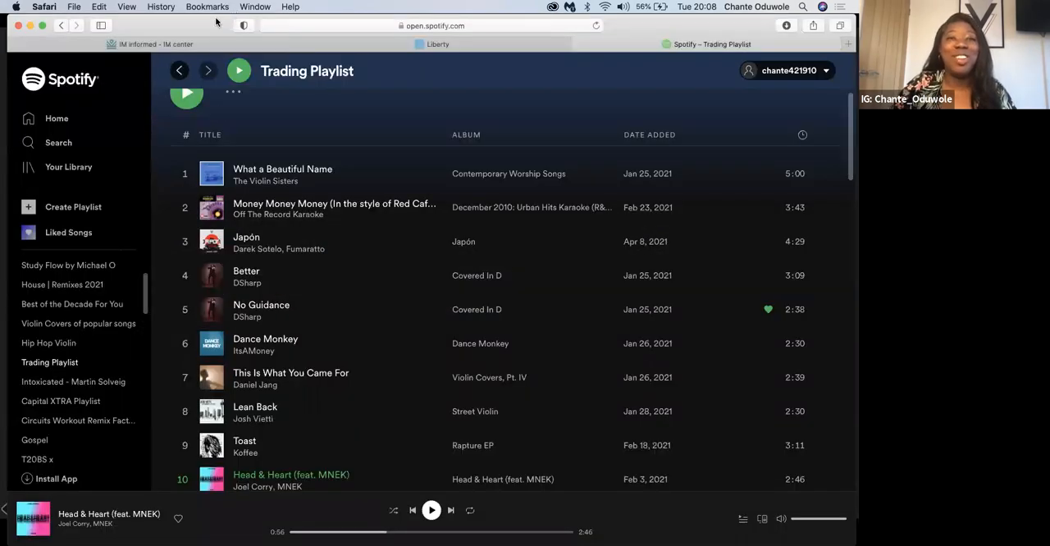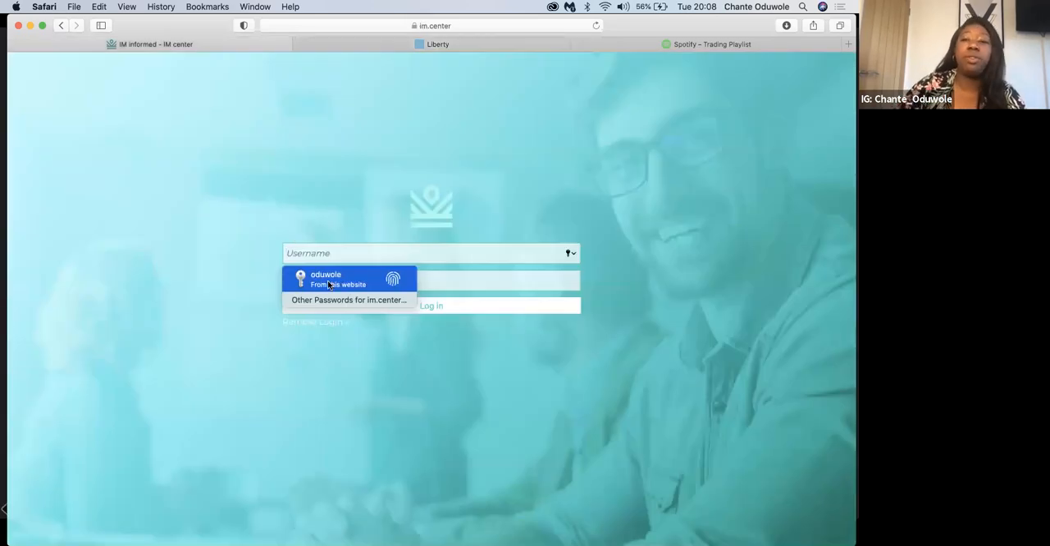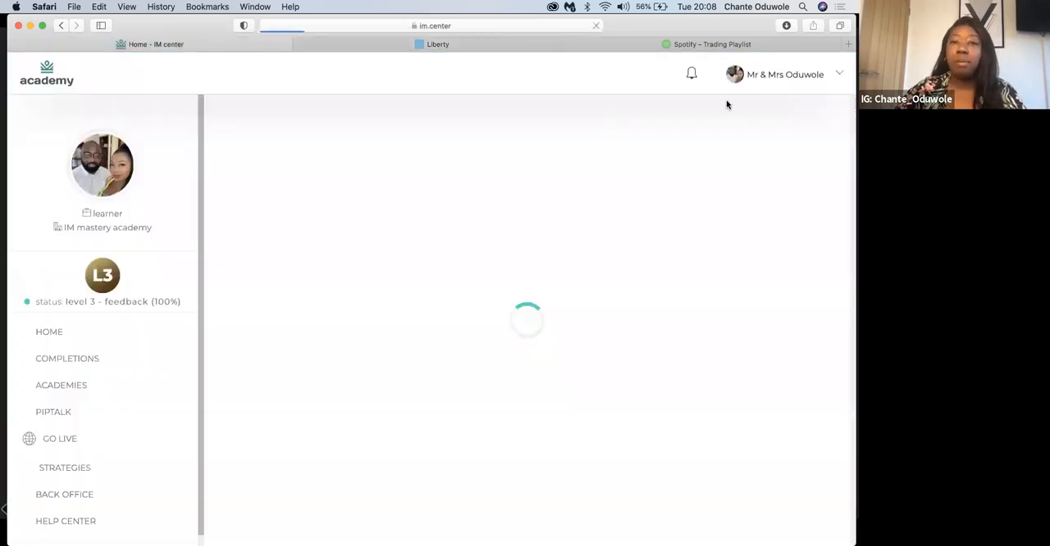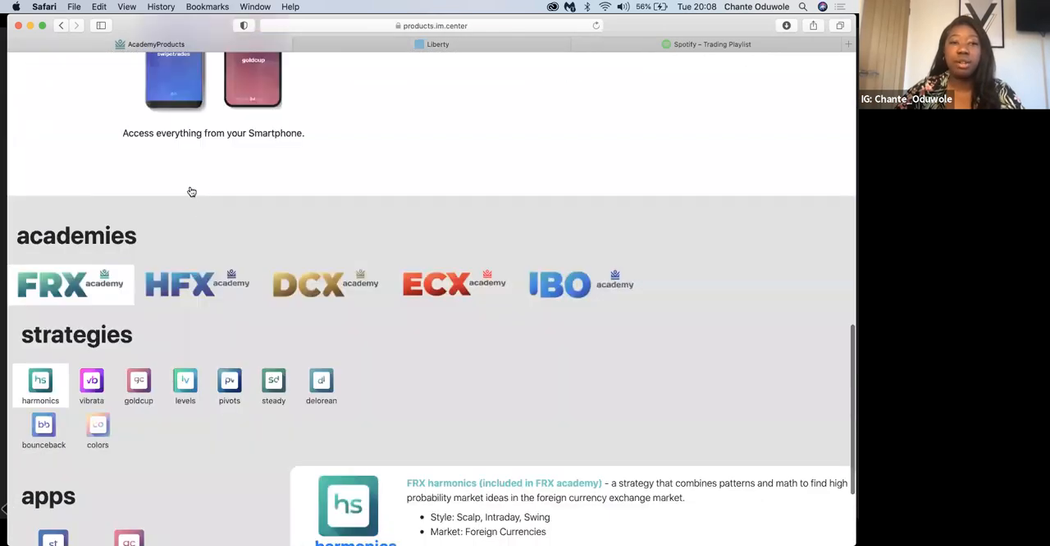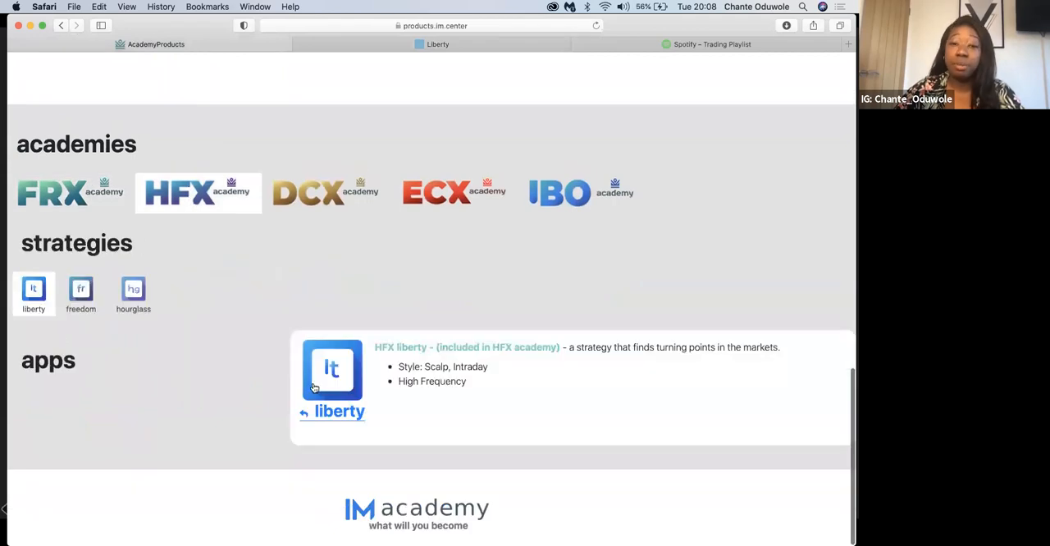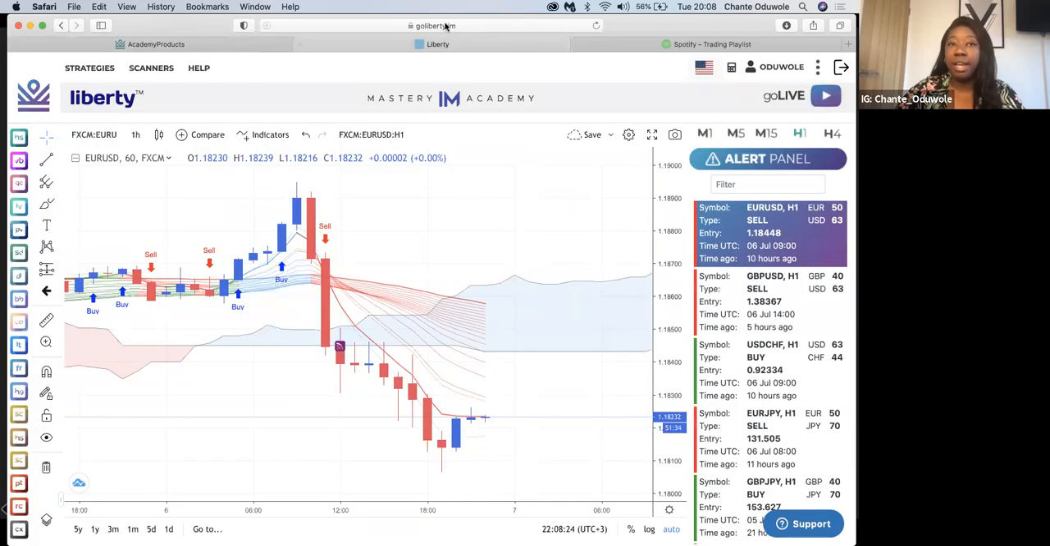So I'm sure you know how to get there. I'm just going to move everything out of the way so I can see things a bit better. As you know, you can access Liberty via IM Center by going straight to strategies, scrolling straight down, clicking HFX, and then you see Liberty open. However, the easiest way is just to type in Goliberty.im, go to your bookmarks and bookmark it. Then you can see that anytime you need to, and it's nice and easy because you don't have to keep going through different areas to get there.